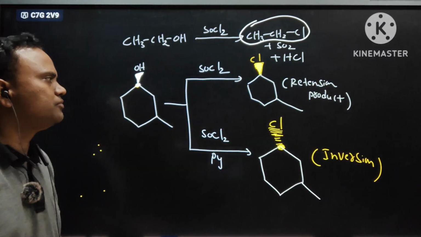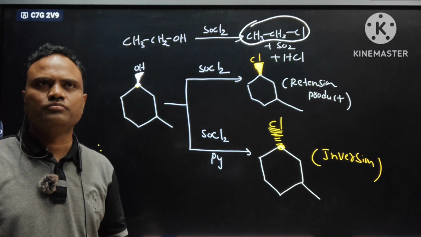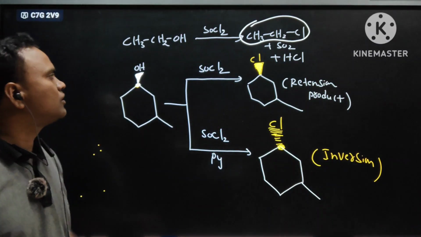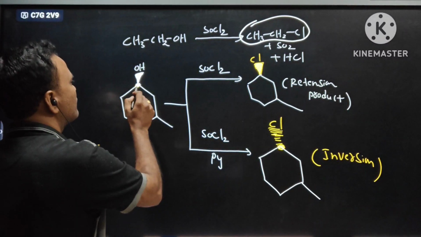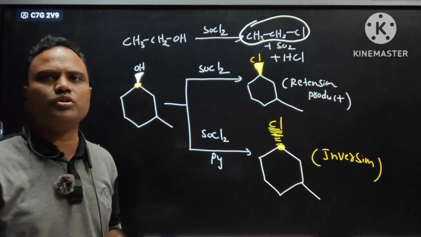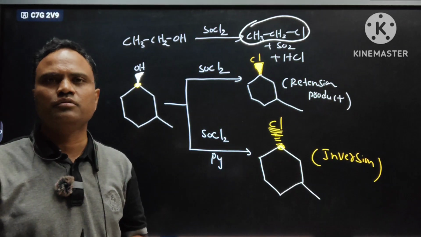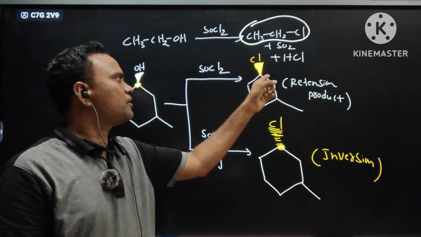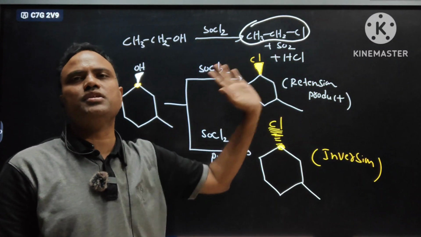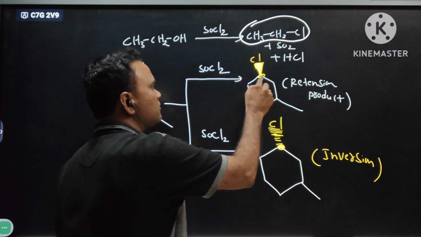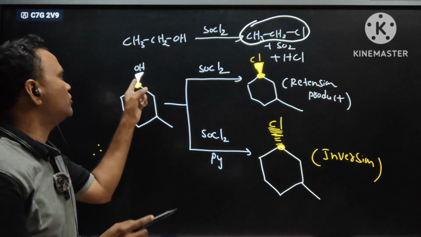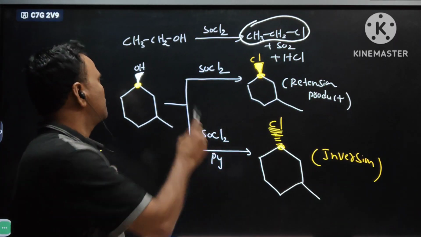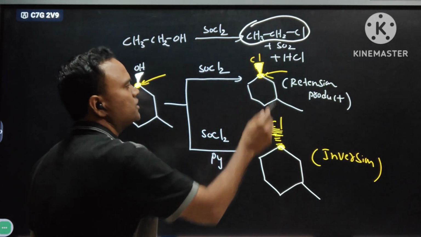Okay, all of you. Shall I clear this? See, what is the orientation of OH? OH is present above the plane or below the plane? Above the plane. Here is chlorine present above the plane or below the plane? Above the plane. So same configuration. Retention means as it is. At this carbon, the configuration is not changing. In the reactant and the product, this carbon's configuration is not changing. That is called retention.